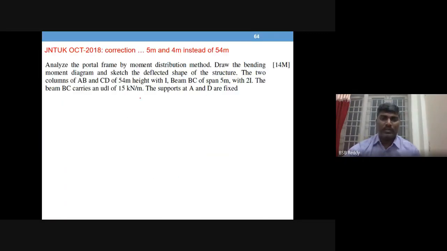So maybe you can follow this for the frame. It's already been taken, I think. So analyze the portal frame by moment distribution method. Yeah, this is being solved. Okay, done. So I just mentioned.